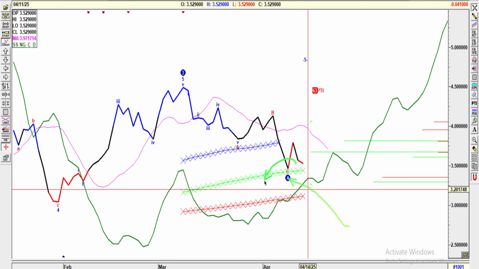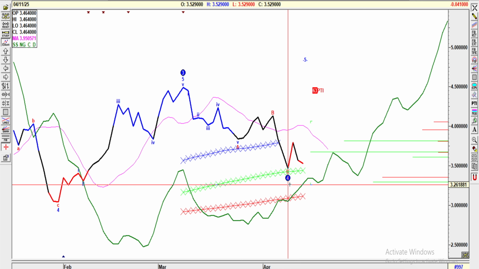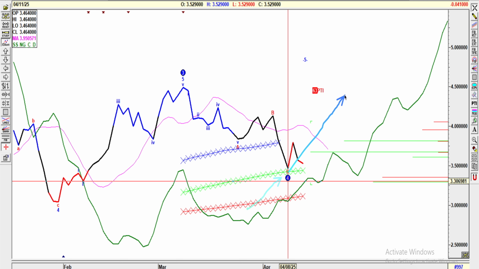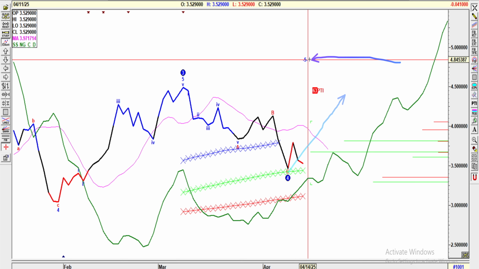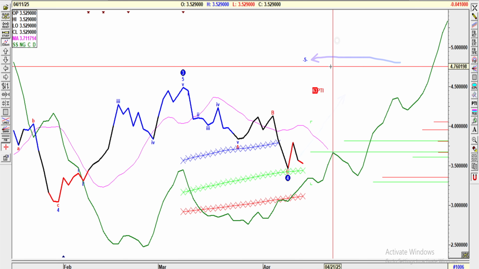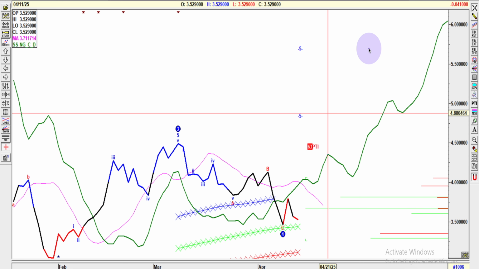Now let's bring in Elliott wave theory. As of today, it looks like we're in a potential wave 4 on the daily chart. The recent low of $3.32 on April 9th might be the completion of that wave 4. If that's correct, we could be on the verge of starting a bullish wave 5.